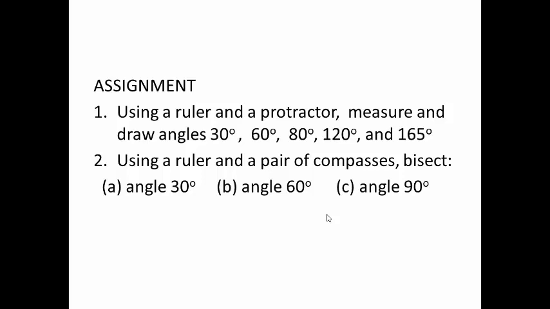You will have to lay your hand on the following assignment if you are finding it difficult to get. So go back and review your video. You're going to use a ruler and a protractor. Measure and draw angles 30 degrees, 60 degrees, 80 degrees, 120 degrees, and 165 degrees. Using a ruler and a pair of compasses, bisect angle 30 degrees, angle 60 degrees, and angle 90 degrees. Ensure that you practice them.